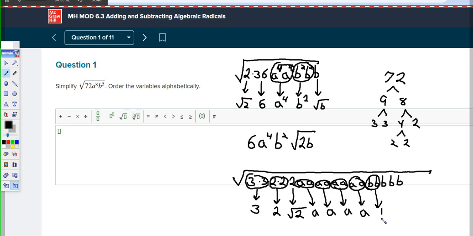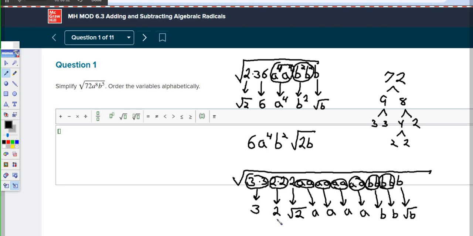Square root of B times B is B. Take that outside the radical as B. Another pair of B's. Take it outside the radical as B. And then I've got one left over, B. It has to stay under the radical as square root of B. Now combine it all together here.